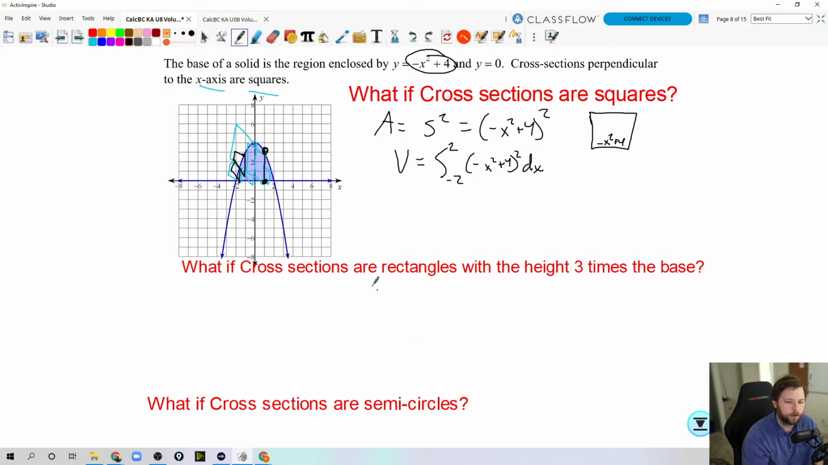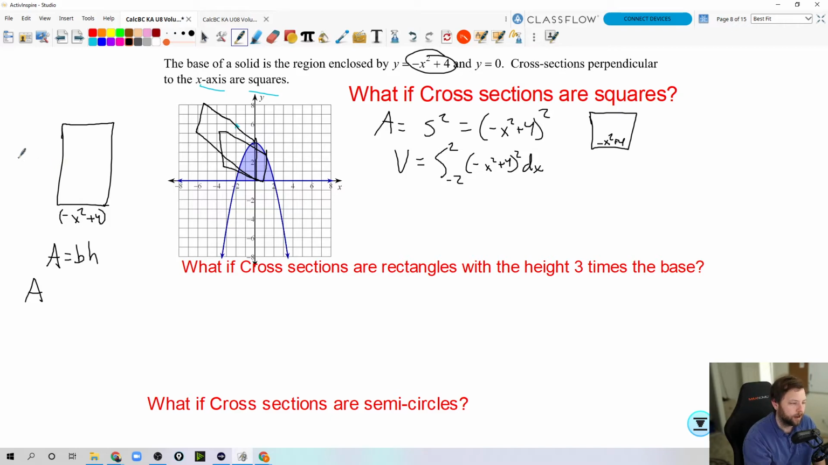What if the cross sections are rectangles instead? Then the height is 3 times the base. Okay, so it's 3 times the base. So you can have really tall rectangles coming up. But the height is 3 times the base. So let's draw a picture. Remember, area is base times height. And so I'm going to draw that picture over here. And the length of that base is going to be negative x squared plus 4, right? Because just like in the squares. But this side is going to be 3 times that base. So 3 times negative x squared plus 4 would be this side. My total area is base times height.